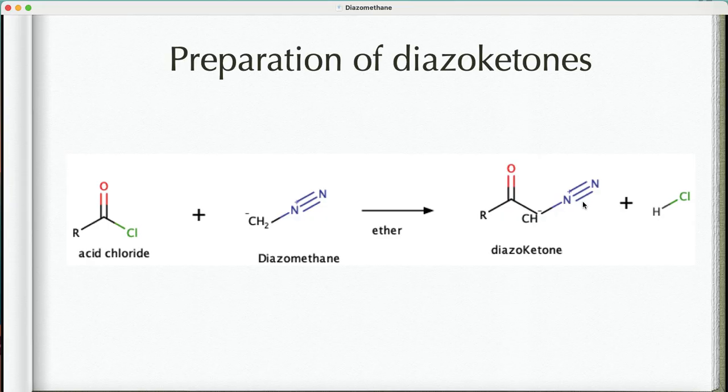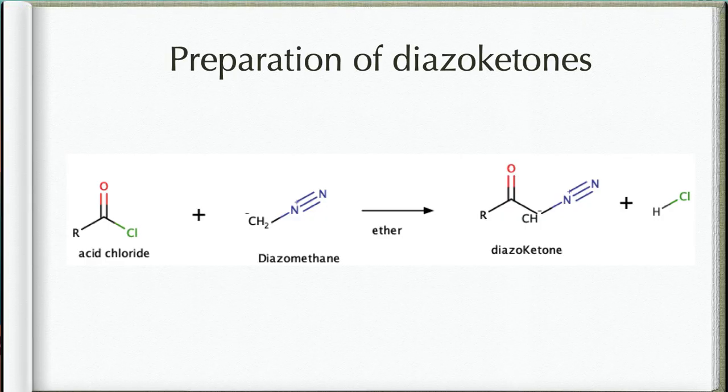This diazoketone on further reaction forms the ketene. The ketene, on Wolff rearrangement, gives acids, esters, and amides as the product.